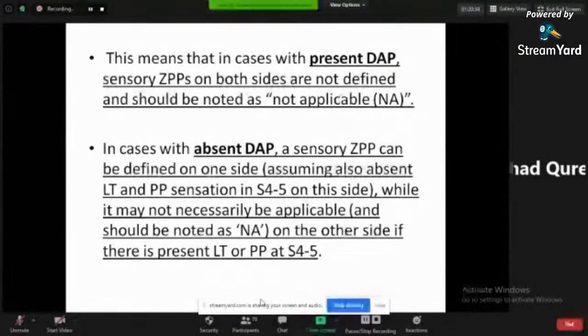And in case of absent deep anal pressure, the sensory zone of partial preservation can be defined on one side, assuming also absent LT and PP sensation in S4-5, while it may not necessarily be applicable on the other side if there is present light touch and pinprick at S4-5.